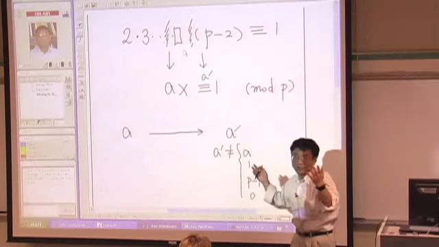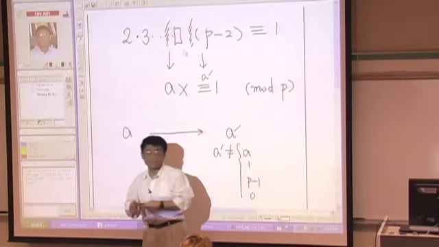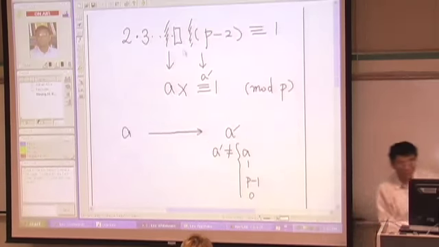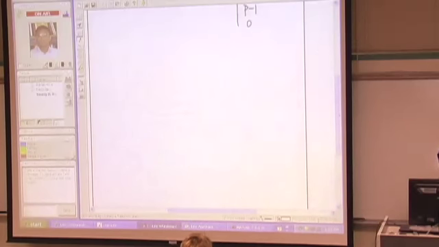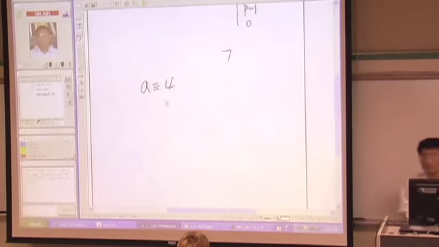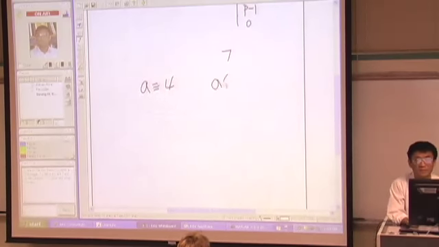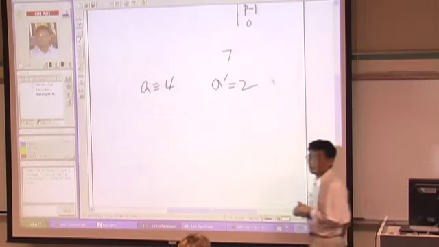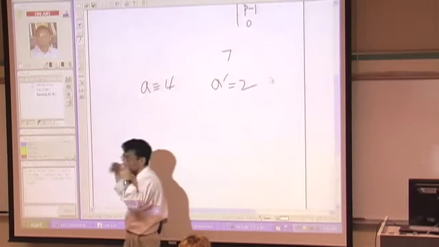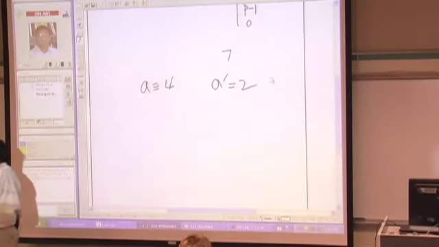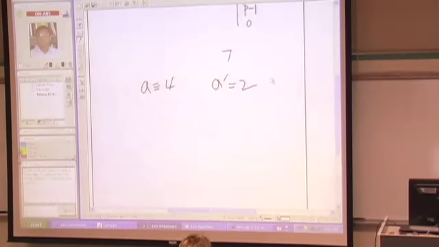Not necessary. We don't know. It is generic. For instance, depending on the problem, if you have 7, and then A is 4, right? If p is 7 and A is 4, then A prime is 2, right? 4 times 2. So it is very generic. We are not handling a specific case. We are handling a very generic case.